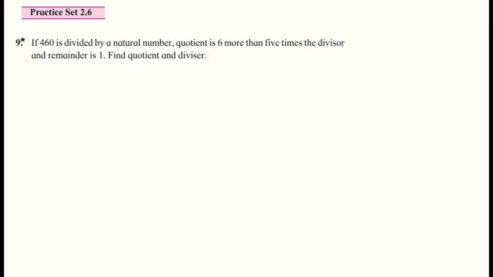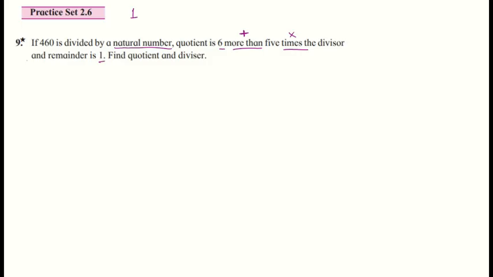Question number 9. If 460 is divided by a natural number, what is the natural number? That is, the numbers starting with 1 are natural numbers. Further, it is given that the quotient is 6 more than 5 times the divisor, and the remainder is 1. More than means addition, and 5 times means multiplication. Find the quotient and divisor.